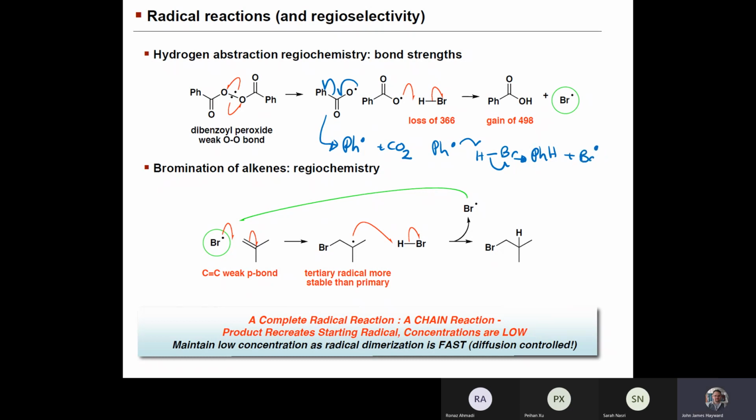Okay, so this is our initiation, and then we have propagation. Okay, so propagation, you essentially start and end with the same radical, either in one or two steps or more. So here we have a relatively weak carbon-carbon pi bond that is reactive, especially when confronted with something like a bromine radical. Okay, Br dot adds to the double bond, and it adds in such a way to give the tertiary radical.